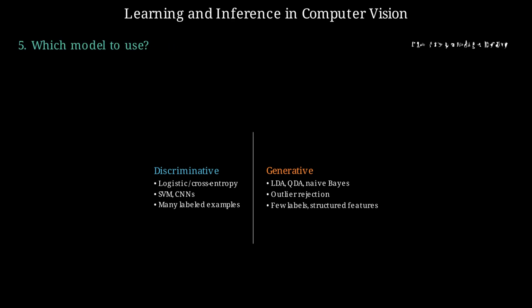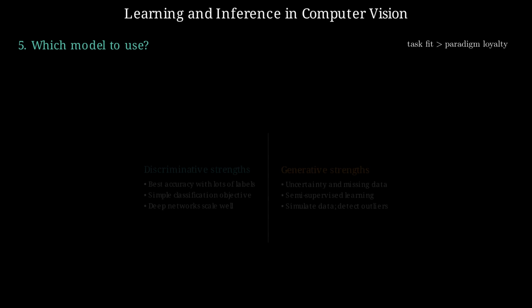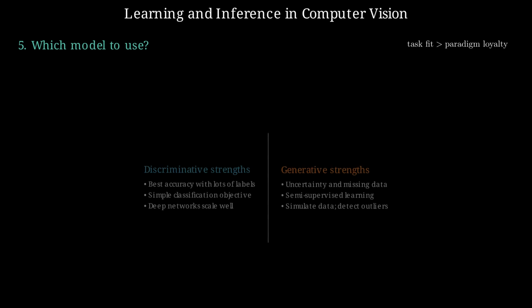Section 5. Which type of model should we use? There is no universal winner. The Ng and Jordan analysis, familiar to many machine learning students, shows that generative models can converge faster in sample complexity when their assumptions are correct, because estimating p of x given y for each class is easier than estimating p of y given x directly. But when the generative assumptions are wrong, such as Gaussian classes that are actually multimodal, or independence that fails, discriminative models asymptotically dominate because they are less misspecified for the task.